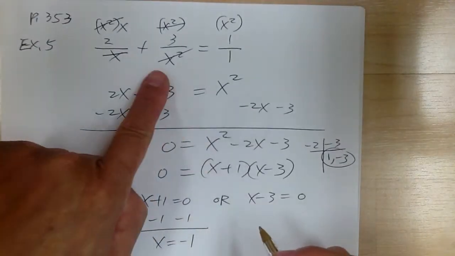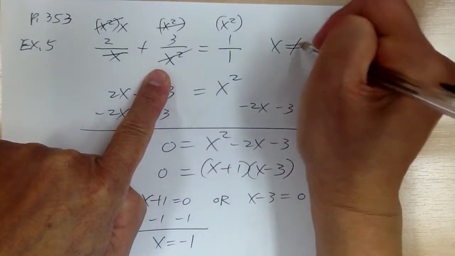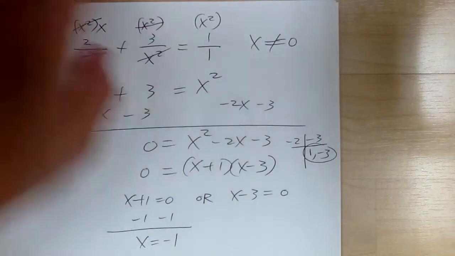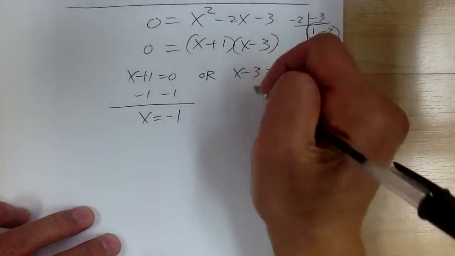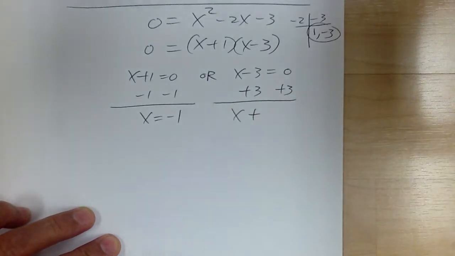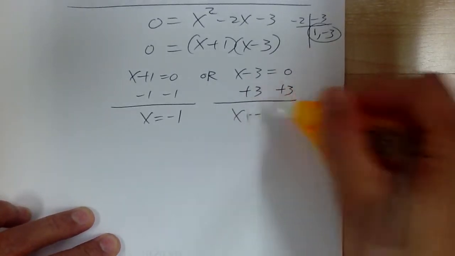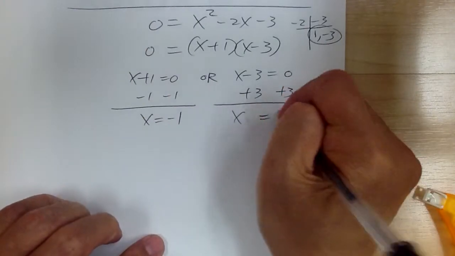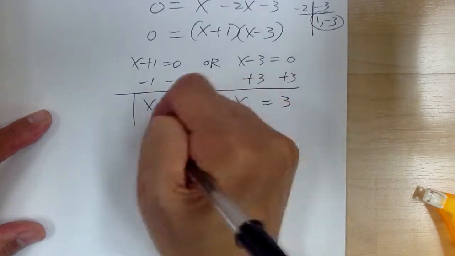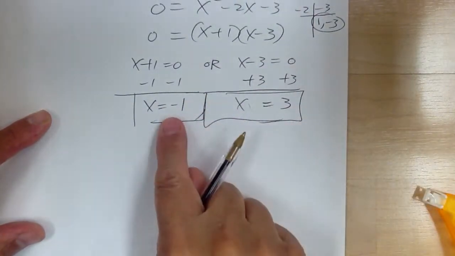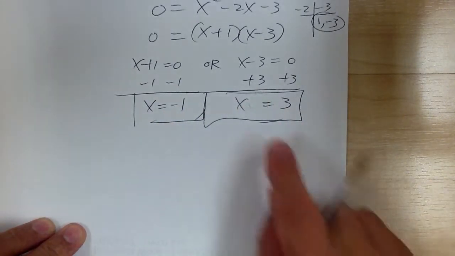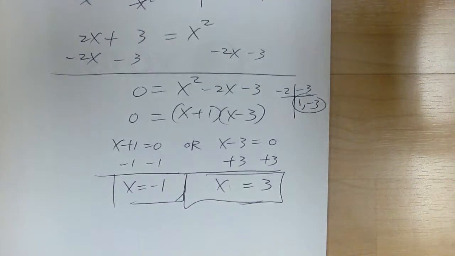Oh, before we do that, remember, you have to keep track. So x cannot equal 0, right? 0 is not allowed. So remember your excluded value. You have to keep track of that. Now go back to solving. So x equal to 3. So both answers are good. So x equal to negative 1 or x equal to 3. Okay, so you have to remember to check the excluded value.